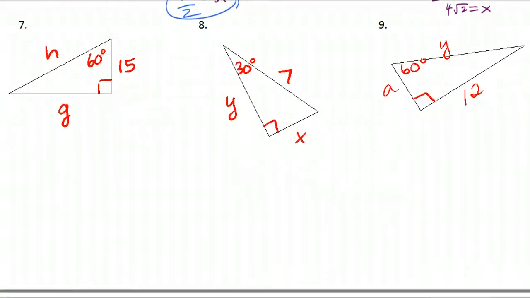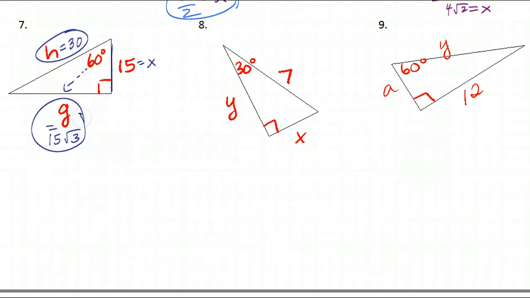Alright, number 7. We'll start out easy. So this time I'm given the short side, which remember I'm going to call x. So if the short side is x, I said the hypotenuse is 2 times the short side, or 2x, so that would be 30. And then this other side that's across from the 60-degree angle is the x square root of 3 side. So in this situation, 15 square root of 3.